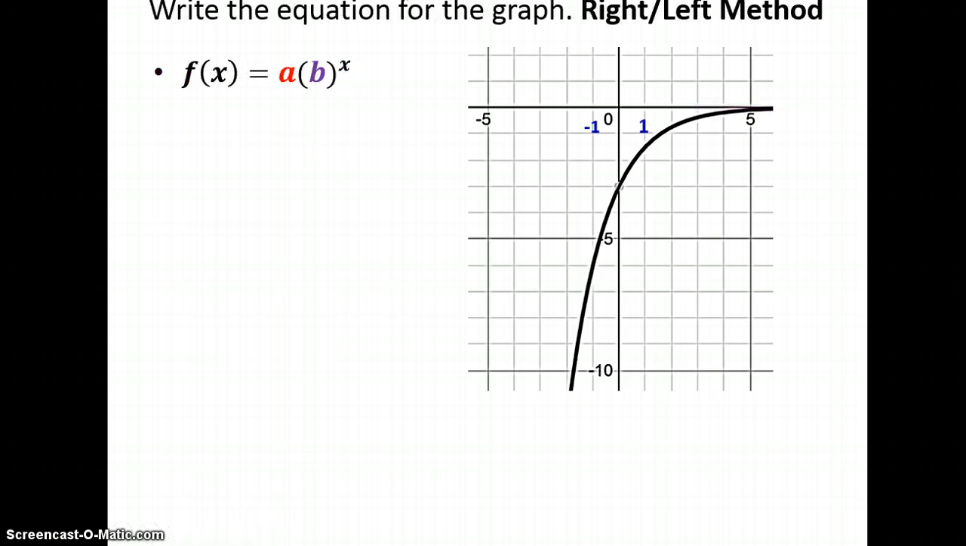Now onto the second method. This is called the right-left method. It's actually the same thing as the table method, except it's a bit of a shortcut because there's a sort of pattern in what we need to do in order to find b.